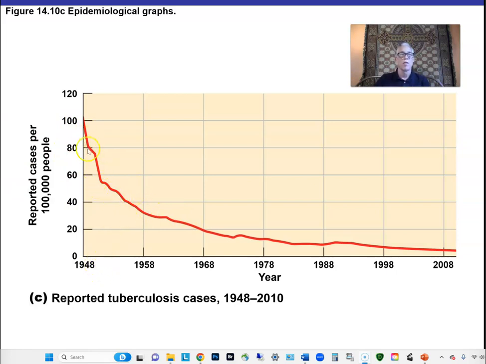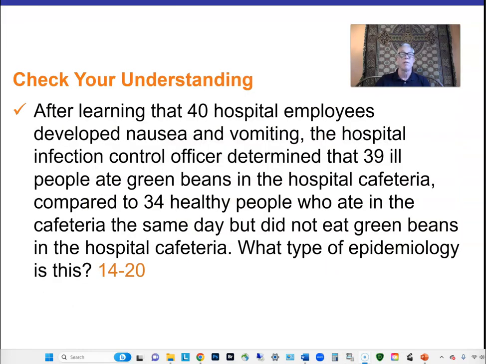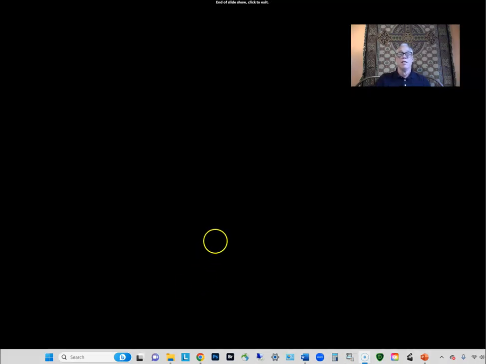Ultimately, antibiotics came along that made it possible to treat, and that's what happened. Antibiotics were instituted that could get rid of the Mycobacterium tuberculosis bacteria. Big drop in incidence of the disease or rate of disease. So that wraps up our chapter on epidemiology. As I said, that's kind of a short little bit.